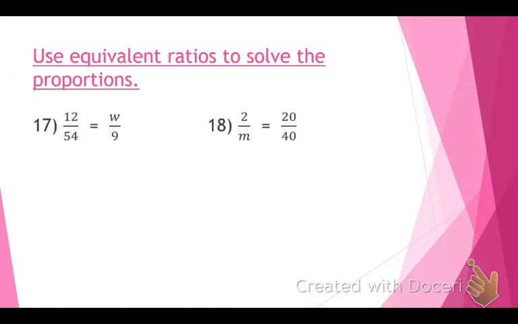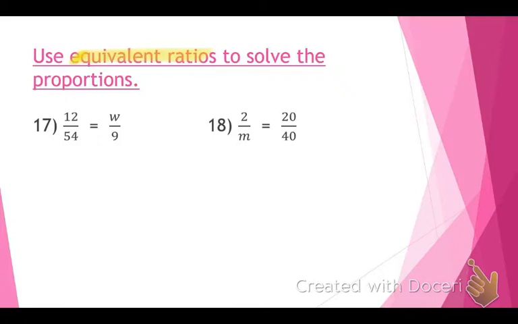Next up, number 17, use equivalent ratios to solve the proportions. So we learned 3 different ways of how to solve a proportion. Equivalent ratios, algebra, and cross products. But for this one, you have to make sure you're using equivalent ratios in order to find the answer. That means there is some kind of a connection between the left fraction and the right fraction.